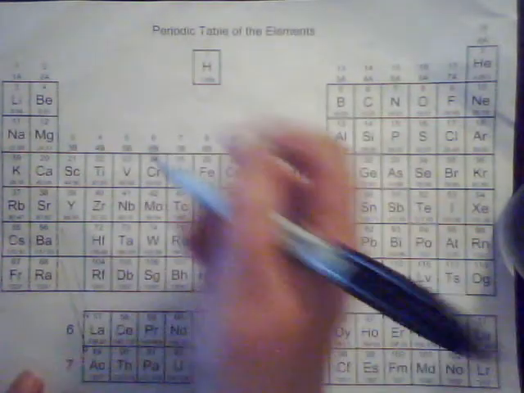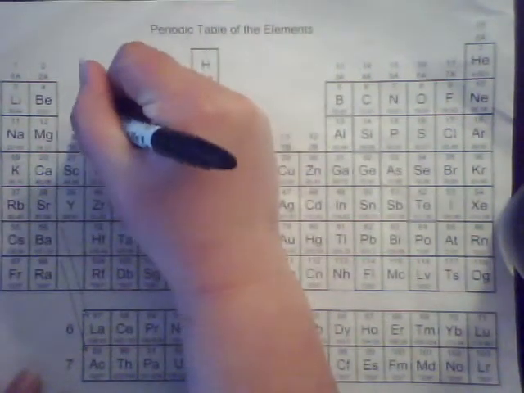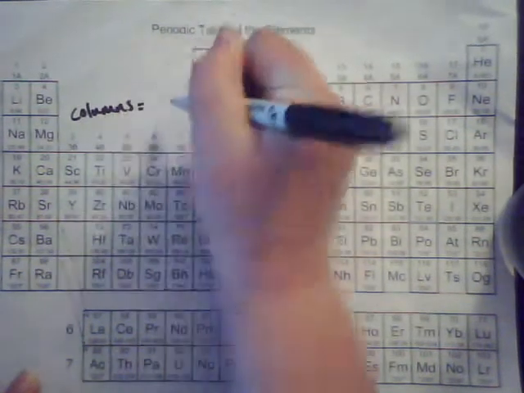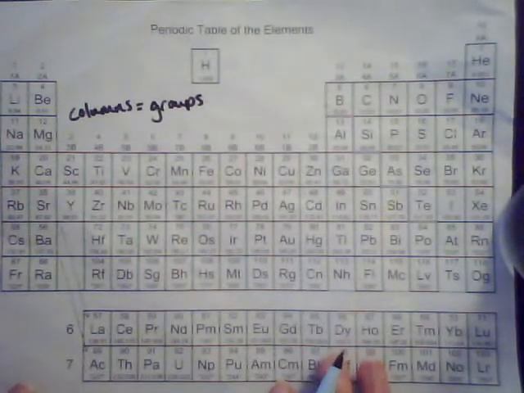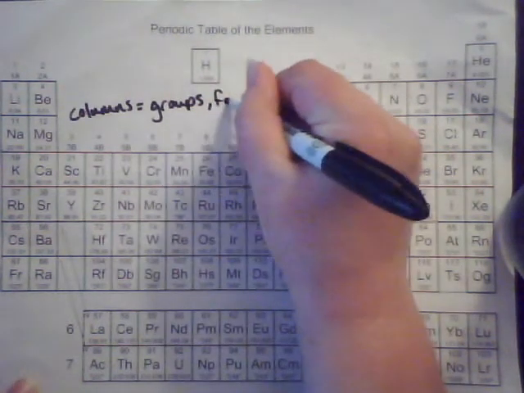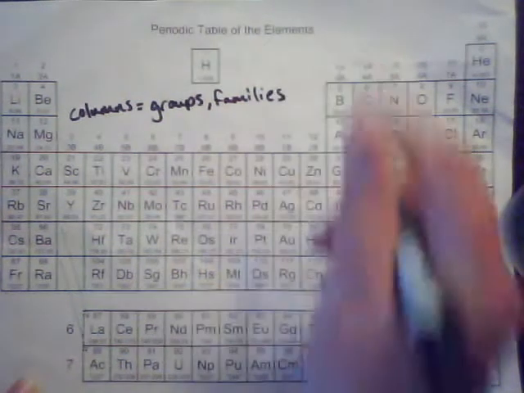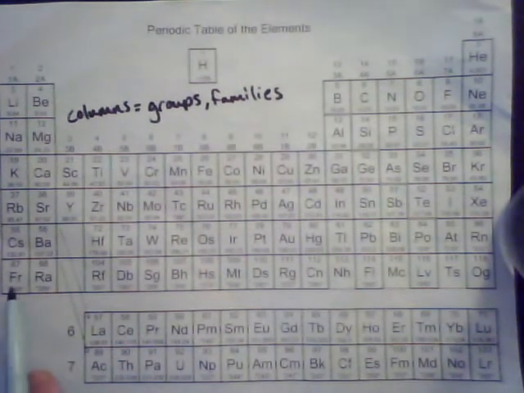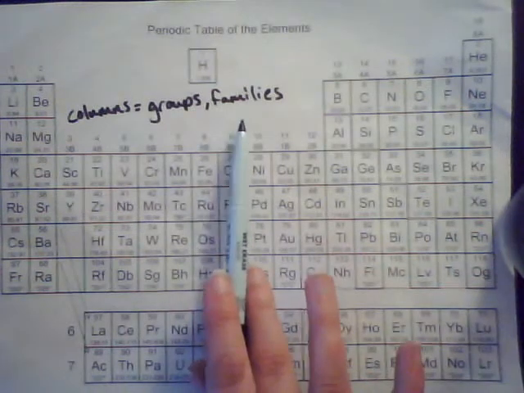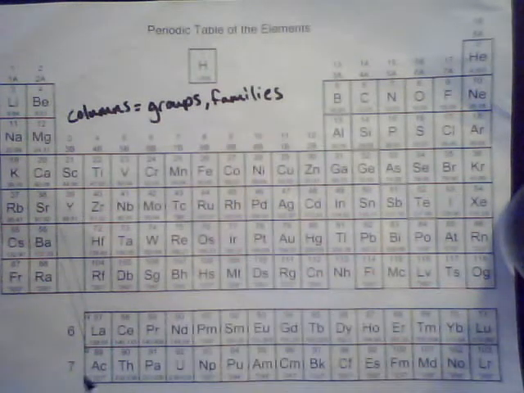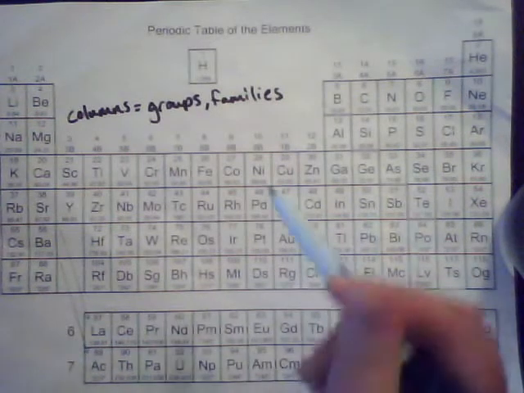So each of these columns here are called groups. They're also called families. So they're either a group or a family, and part of the reason that they're called families is because the elements in each of these columns have specific characteristics in common, just like you have specific characteristics in common with your family. Each of the groups has a specific name, and that specific name gives you information about the elements within it. We'll talk about that in a second.